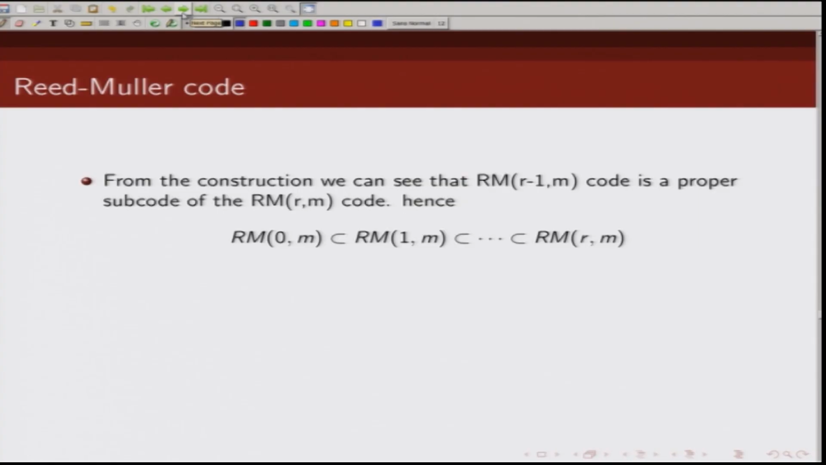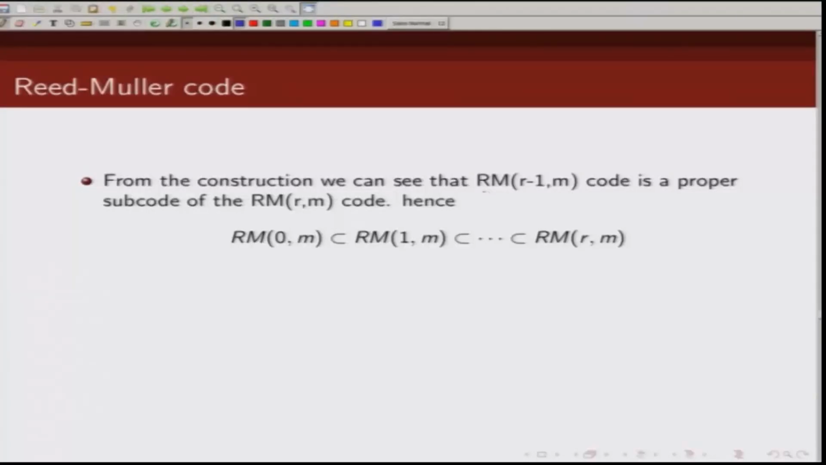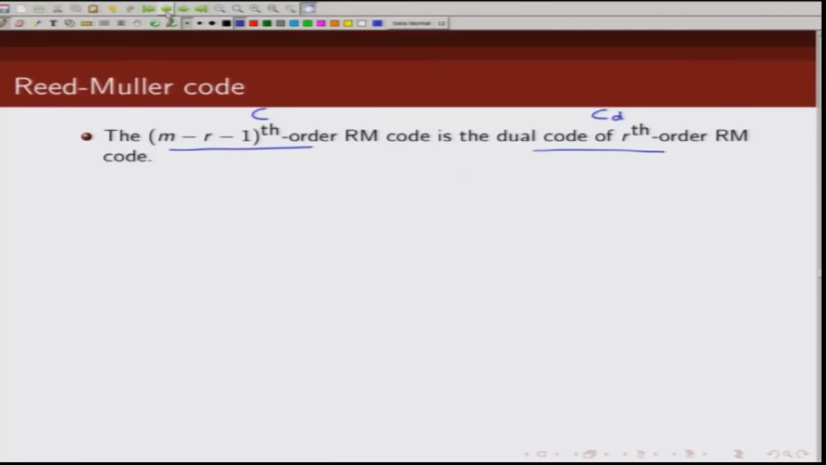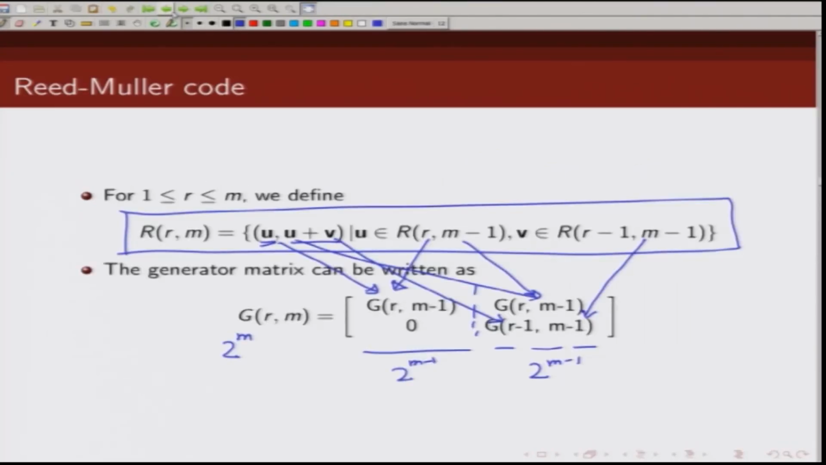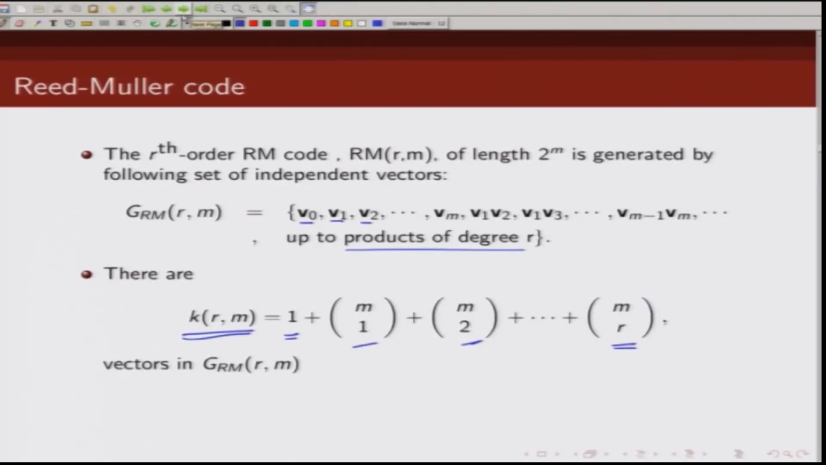Now, let us see that some of the codes that we have studied are actually a special case of Reed-Muller code. The first thing which is clear from the construction is that any r minus 1 order Reed-Muller code is a proper subcode of an rth order Reed-Muller code, and this is easy to see if you go back to our code construction. What was our generator matrix? Our generator matrix consists of these tuples V0, V1, V2 up to products of degree r.